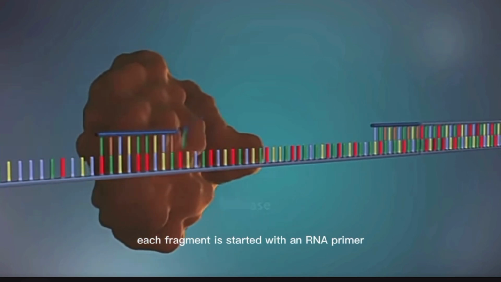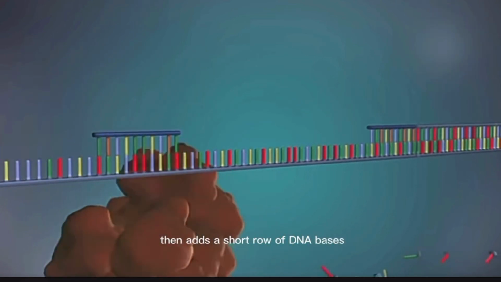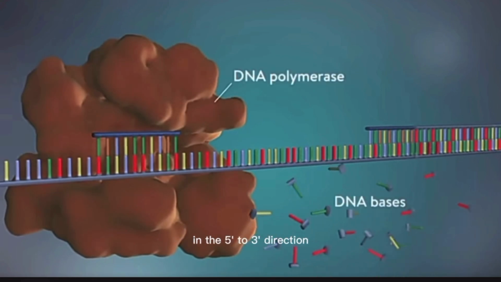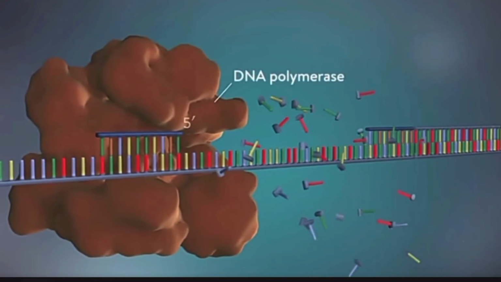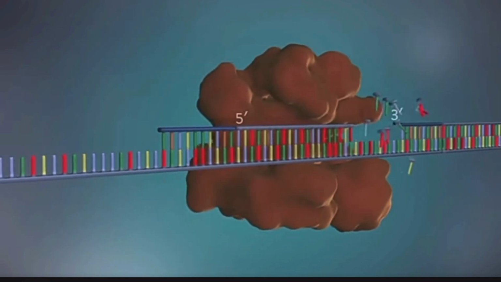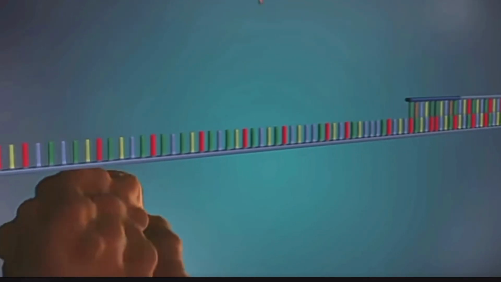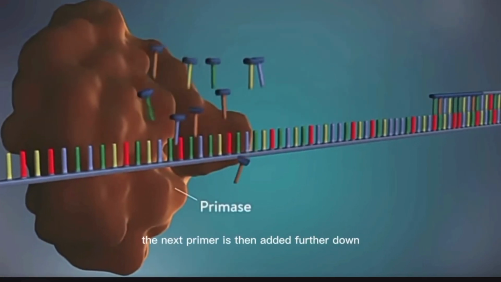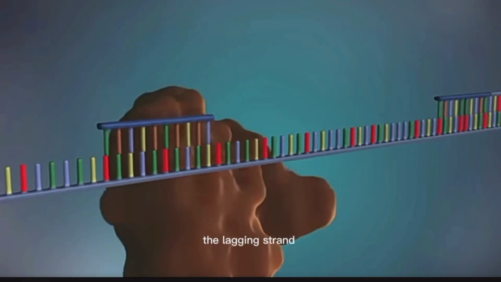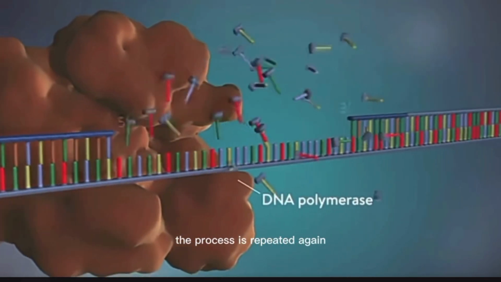Each fragment is started with an RNA primer. DNA polymerase then adds a short row of DNA bases in the 5' to 3' direction. The next primer is then added further down the lagging strand. Another Okazaki fragment is then made and the process is repeated again.